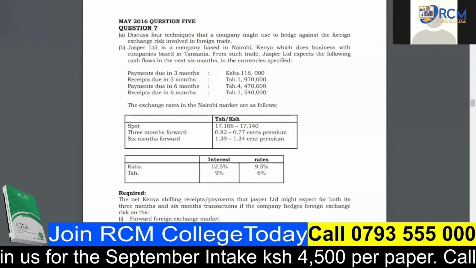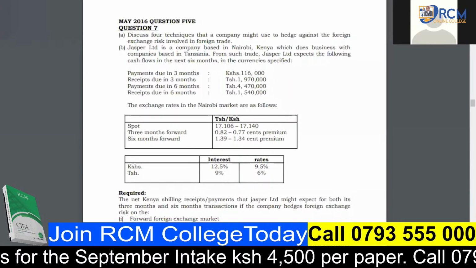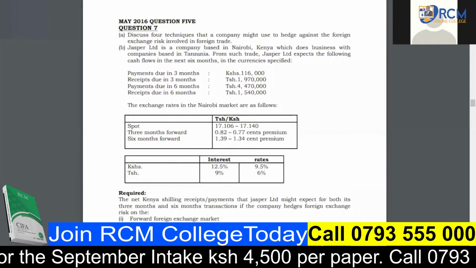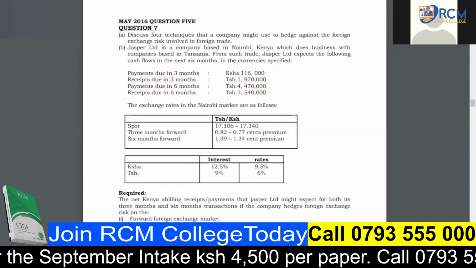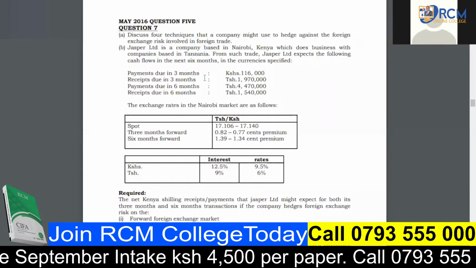Angalia. Tunaambiwa part B, Jasper Limited is a company based in Nairobi, Kenya, which does business with companies based in TZ. From such trade, Jasper Limited expects the following cash flows in the next 6 months. I can see payments due in 3 months.